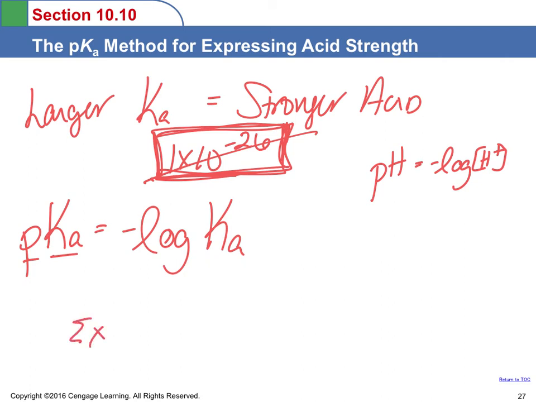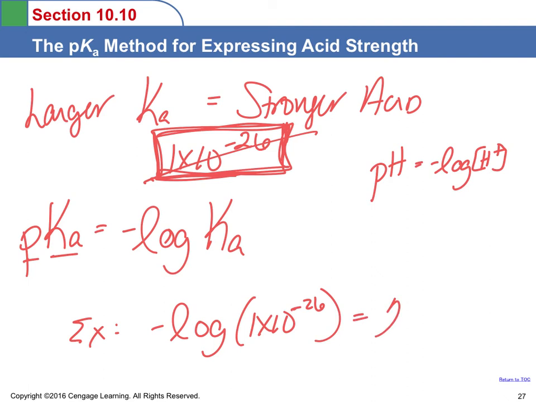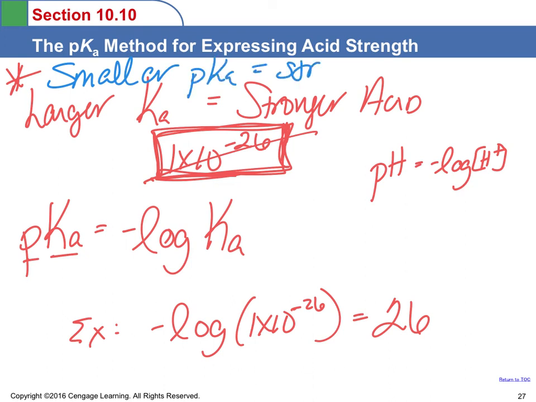So for example, if I did the negative log of that 1 times 10 to the negative 26, we will get an answer of 26, right? 26 is a lot easier to think about than 1 times 10 to the negative 26. Now, when you do this negative log calculation, you're going to invert this relationship. So up here we said the larger Ka is a stronger acid. If we're talking about pKa, a smaller pKa is a stronger acid. Okay, so the numbers are easier to think about, but you have to remember now we have the reverse relationship.